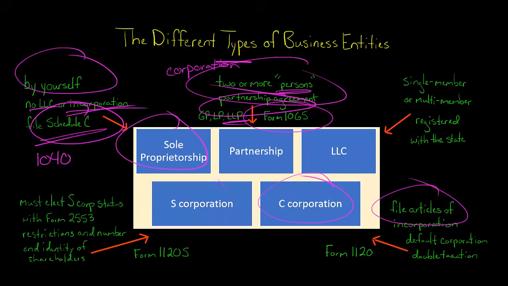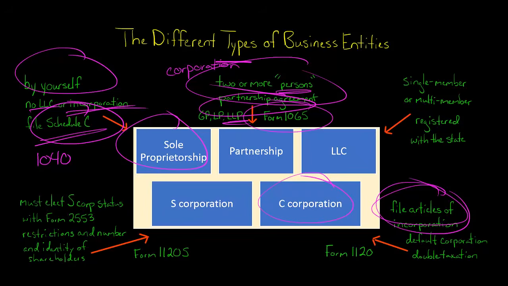Now, S corporation, as I said, you filed the articles of incorporation, you have a corporation, you have the C corporation, and then you say, you know what, I want to elect to be treated as an S corporation. So you make this election. There's a Form 2553.